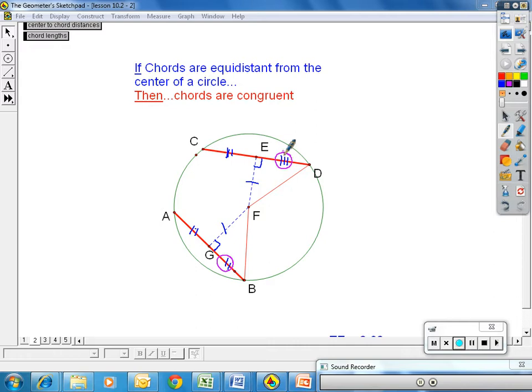Hopefully it didn't put you to sleep. Okay, let's look at the next theorem. So that's the first theorem. And now let's look at the second.